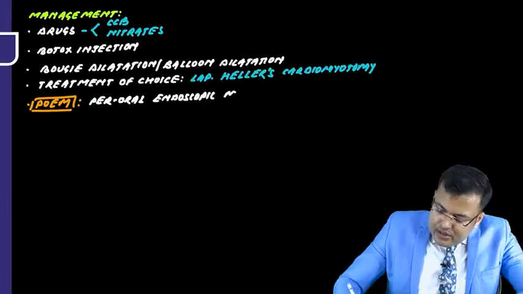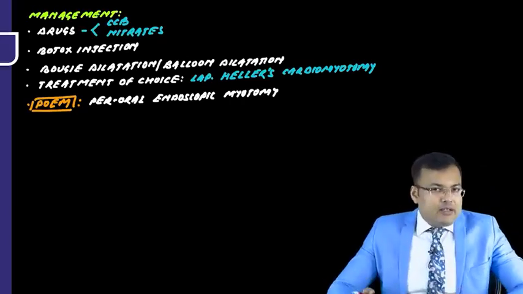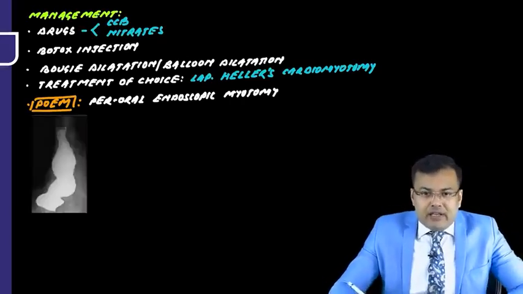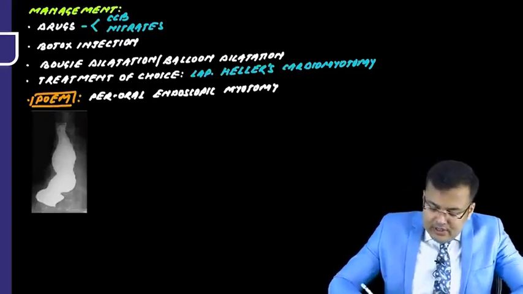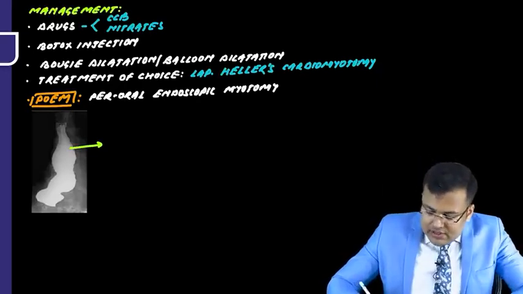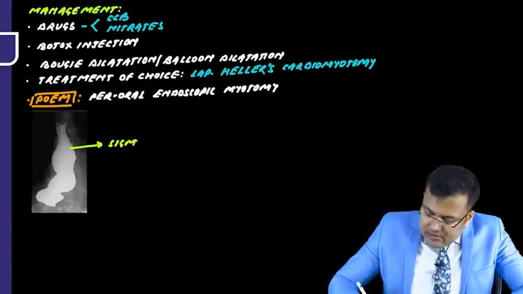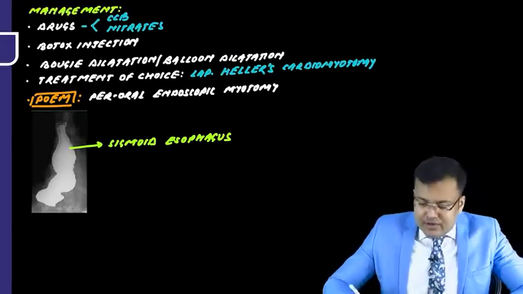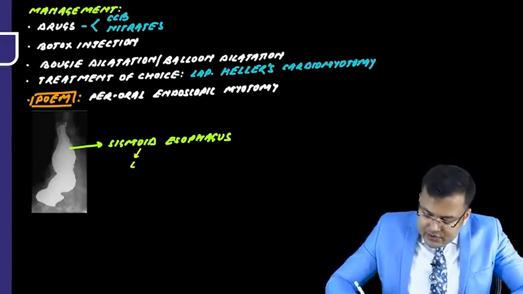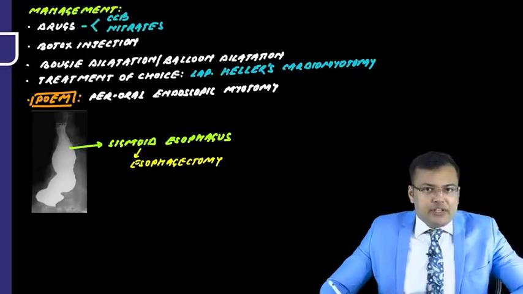So this is peroral endoscopic myotomy. This is the treatment. Some patients have a massively dilated esophagus, which looks like sigmoid colon. This is known as sigmoid esophagus, a massively dilated esophagus in chronic cases. What is the treatment for this condition? The treatment is esophagectomy. If a patient has sigmoid esophagus, the treatment is esophagectomy.